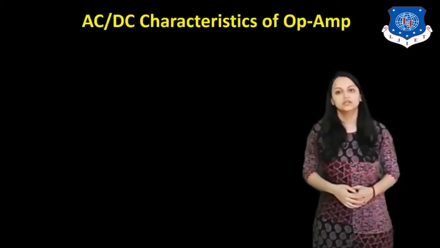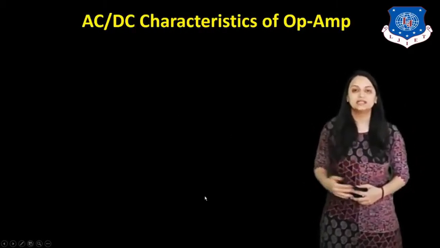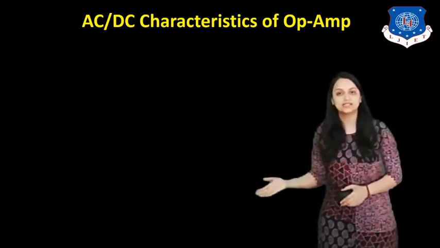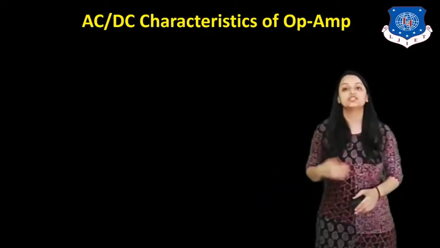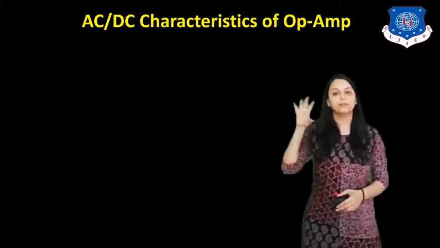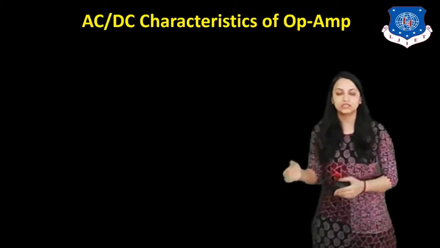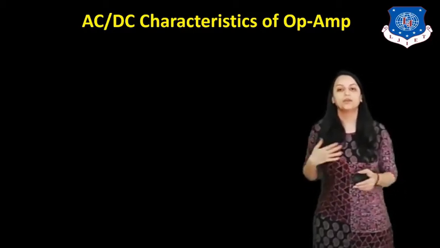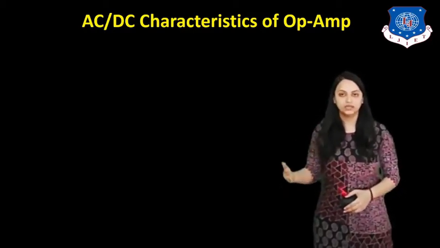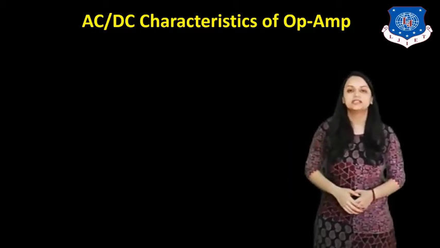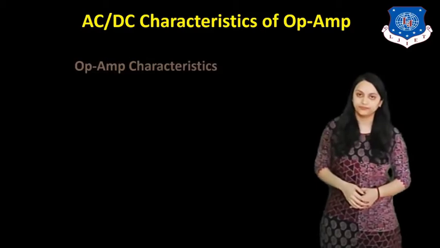Now, let us see the AC and DC characteristics of op-amp. Every op-amp has its own AC and DC characteristics. That is to be kept in mind, because we need to observe the AC parameters and DC parameters, how operational amplifiers are obtained to perform in some specific condition. So based on that, AC and DC characteristics are to be observed.